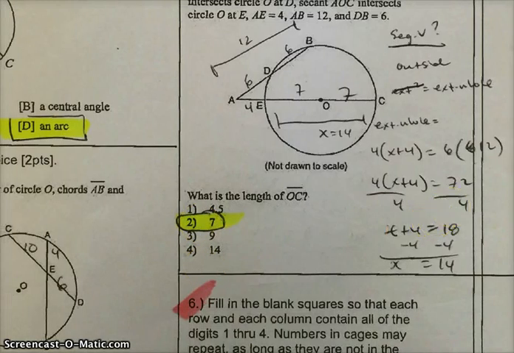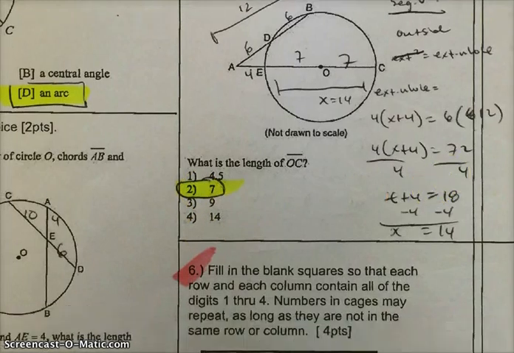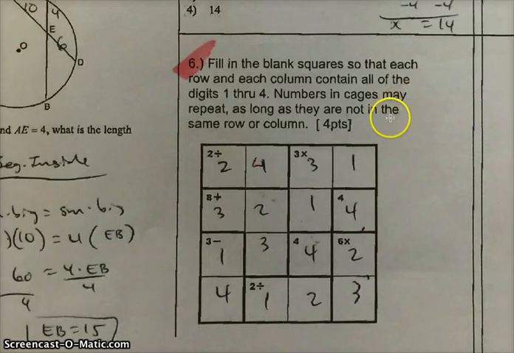Question number 6 is a KenKen. Fill in the blanks so that each row and each column all have the numbers 1 to 4. Numbers in cages may repeat as long as they are not in the same row or column. So I need the numbers 1 to 4. Take a look at it. Those are my answers. There's no repeating numbers, right? Has all the numbers 1 to 4 in each row.